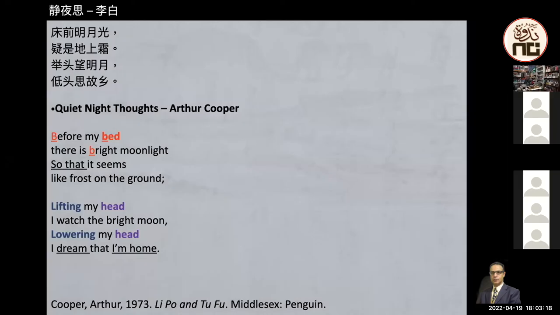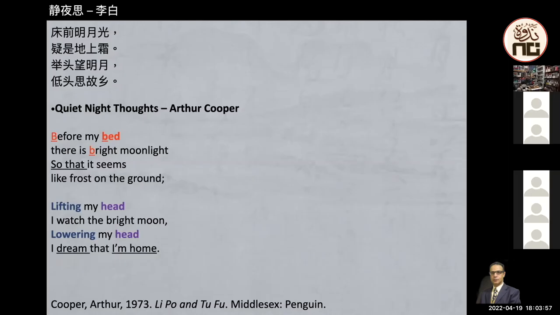But again, he tried to include some musicality, like "before my bed," B, alliteration, right? And again, "bright." Before my bed, there is bright moonlight, 3 B's. This is alliteration. The S sound, "so that it seems," again alliteration, like "frost on the ground." Lifting my head, I watch the bright moon. Lowering my head, I dream that I'm home.